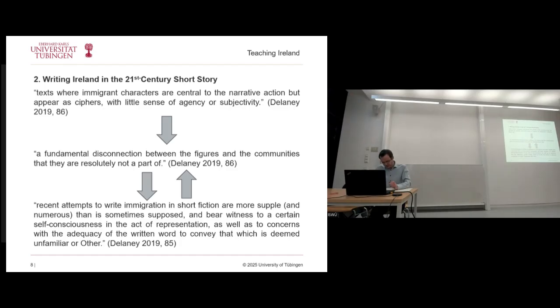Contrastingly then, more recent attempts to write immigration in short fiction are more subtle and numerous than is sometimes supposed, and bear witness to a certain self-consciousness in the act of representation, as well as to concerns with the adequacy of the written word to convey that which is deemed unfamiliar or other. Alienation by Cayano, and therefore written by an immigrant rather than about an immigrant, fits into this latter category, of course, as we'll explore later.